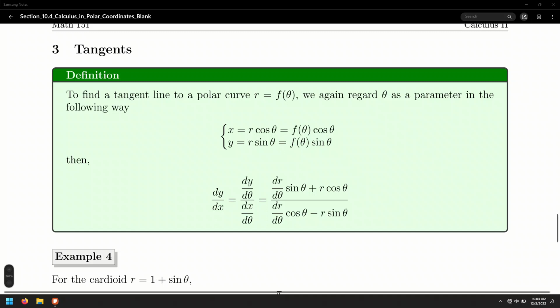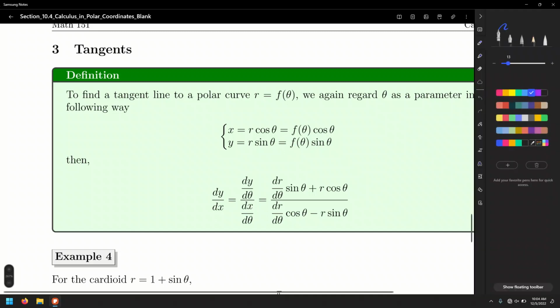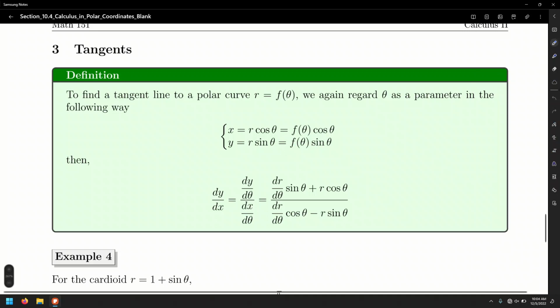Tangents, in this case, are related to finding derivatives. However, finding derivatives of functions in the polar system is not as straightforward as finding a regular derivative. You take the derivative of y equals x squared, well, that's y prime equals 2x.